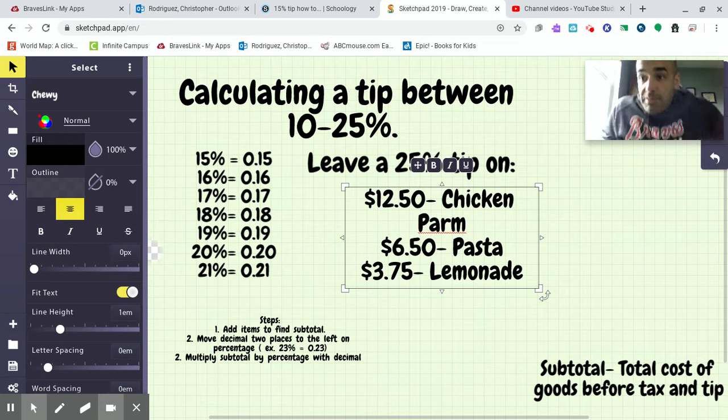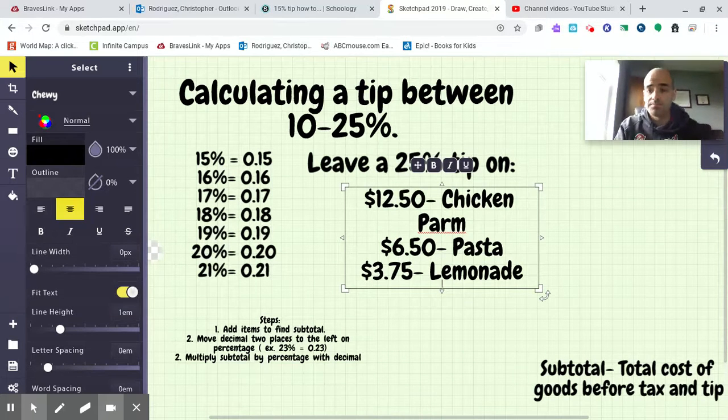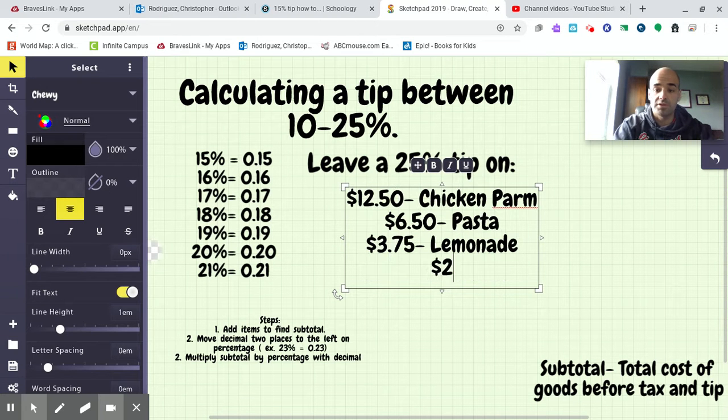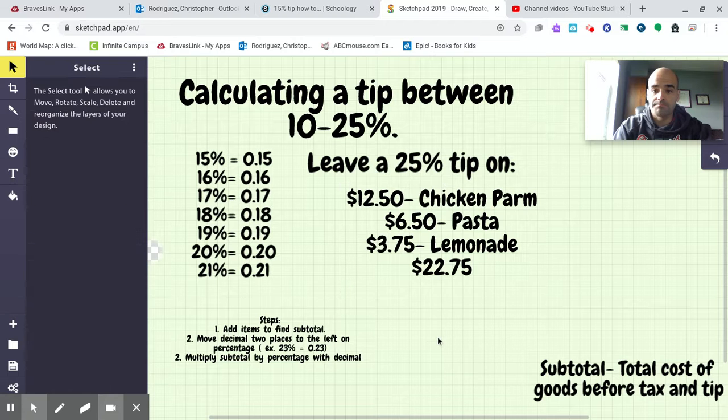So maybe pause this if you want to follow along. Give you a second to pause. Find the subtotal and pause. Welcome back. So hopefully you found the subtotal. So you added up those 3 prices. And when you do that, you get $12.50 plus $6.50 is $19. Then plus $3.75 will give you $22.75. So our subtotal is $22.75. That decimal is super important, so don't forget that.